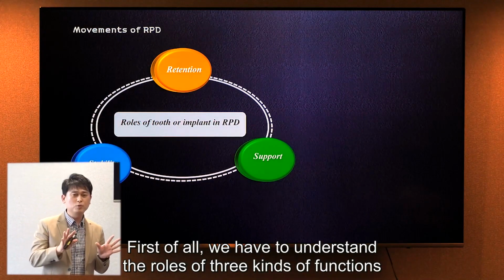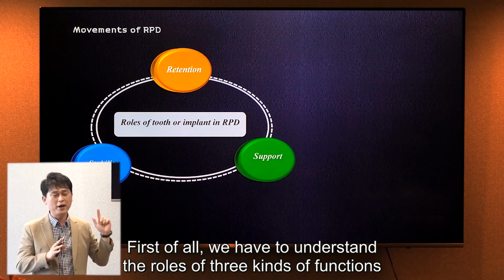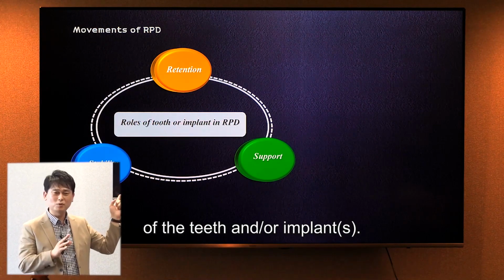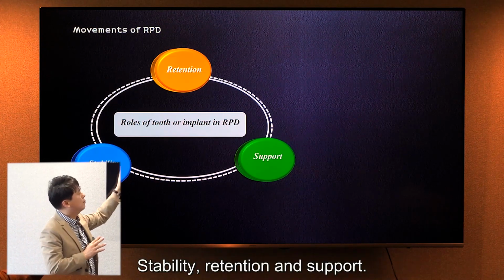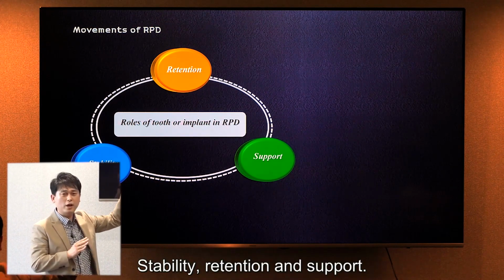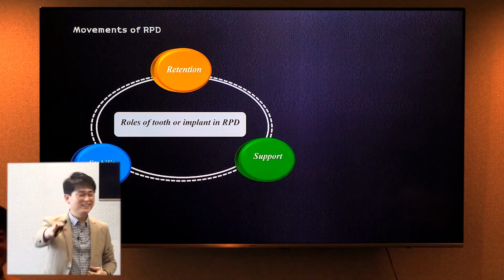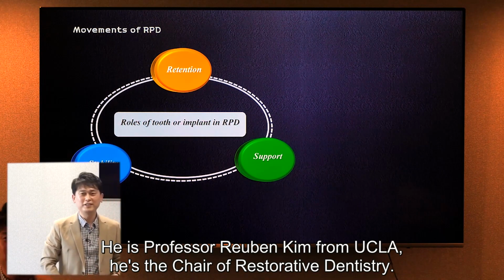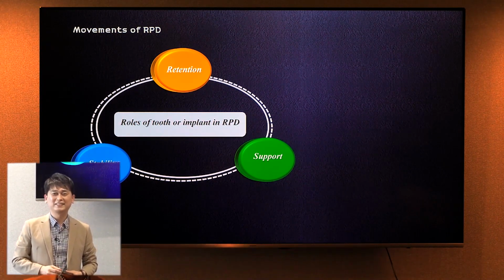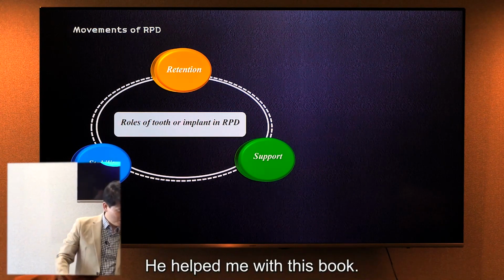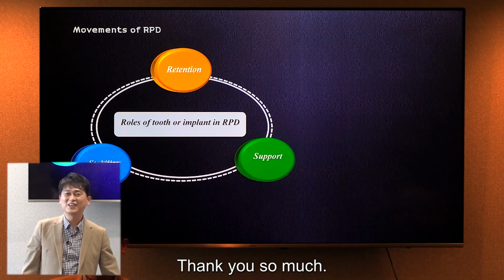First of all, we have to understand the role of three kinds of function by the teeth or implant. Do you know those terms? Stability, retention, and support. Oh, Ruben Kim? Yes, he is Professor Ruben at UCLA. He's chair in restorative dentistry, right? Yes, thank you. He helped with this book at that time. Anyway, thank you so much.